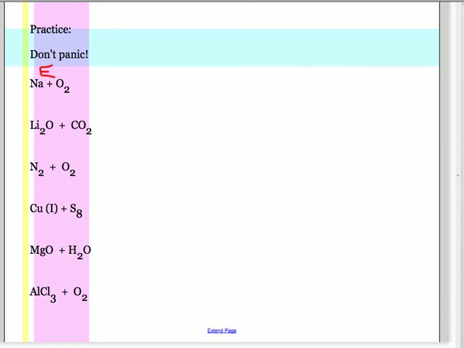Second one here, we have metal oxide and CO2. That's not just two elements, so this is probably going to be a weirdo, which means we're going to have to look at which one it fits. Third one is nitrogen element, oxygen element, so it's going to be an easy one. Fourth one is copper, which is an element, sulfur, which is an element, so it should be an easy one.